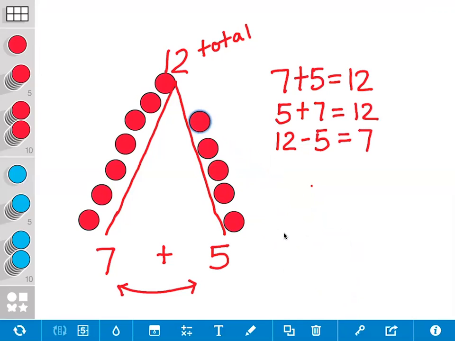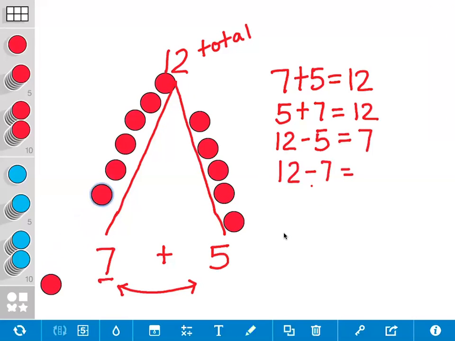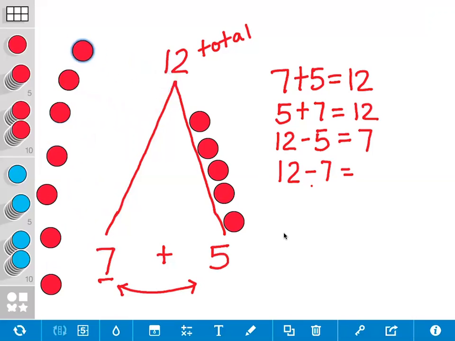All right, now I'm going to start with 12 again. And this time I'm going to take away the 7. So here I go. I'm going to take away the 7. 1, 2, 3, 4, 5, 6, 7. And you see I have 1, 2, 3, 4, 5 left.